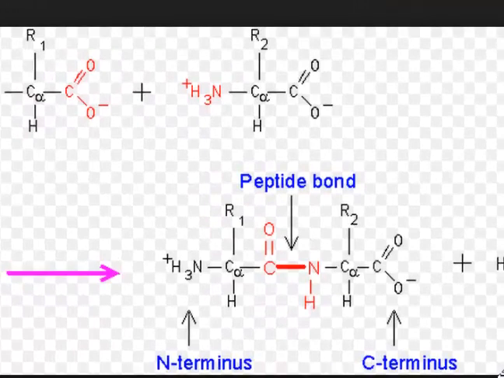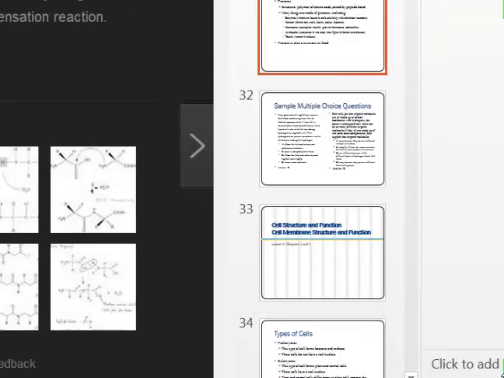Here's an example of a peptide bond. Don't worry about the termini over here, but you've got 2 protein molecules over here. You see each of them have carbon, oxygen, hydrogen, and nitrogen, and this one also does, and the bonds that bring them together are sometimes known as peptide bonds.